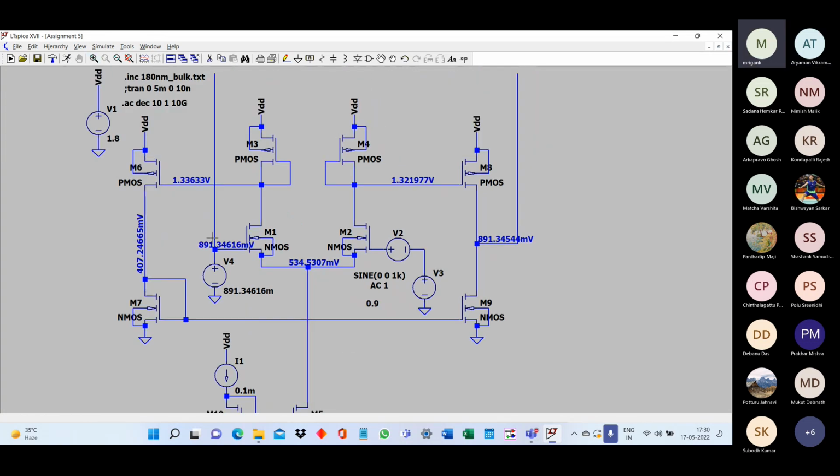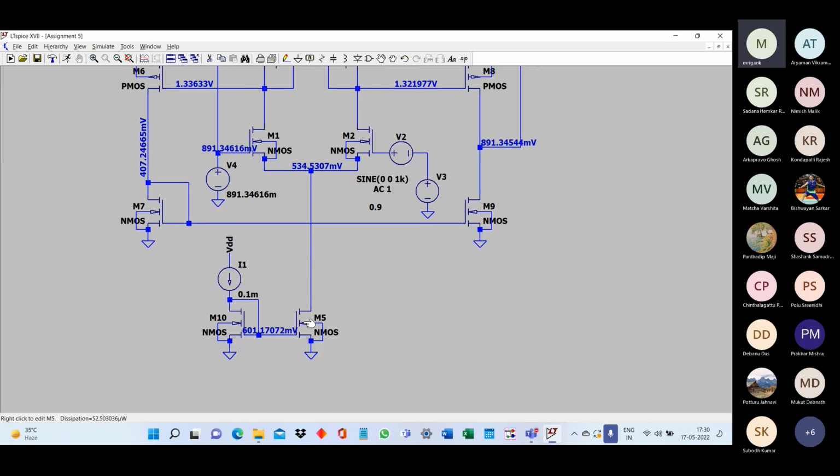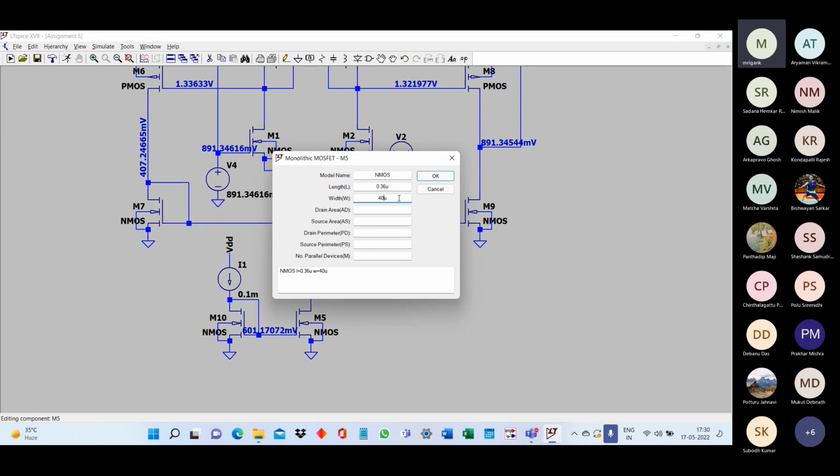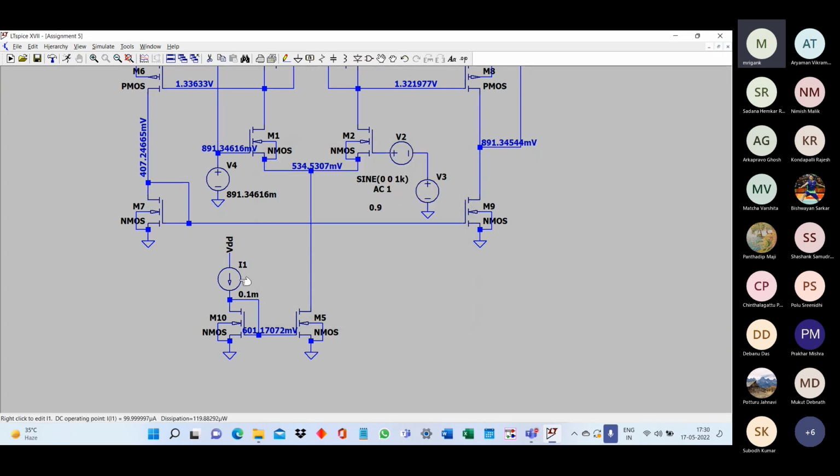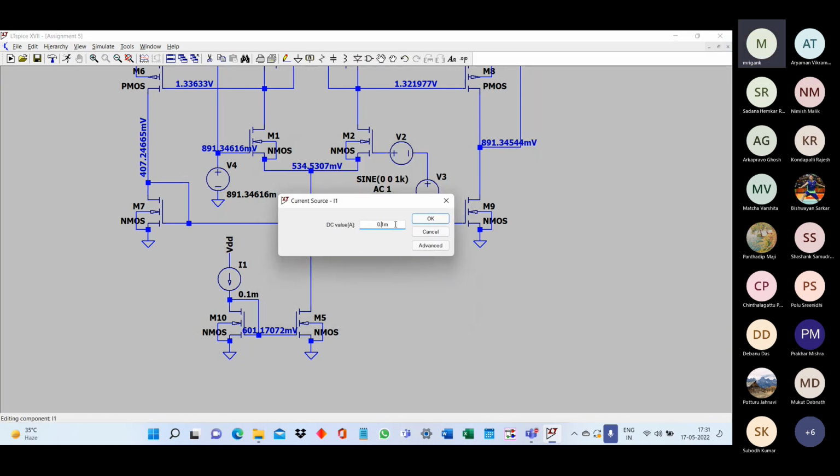No, increase the reference current. You don't change the W by L because other ratios are determined according to that. If you change the W by L, other things also need to be changed. So I have given you some ratios considering some current distribution.